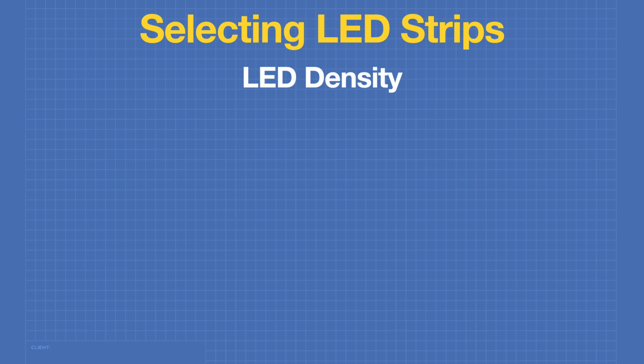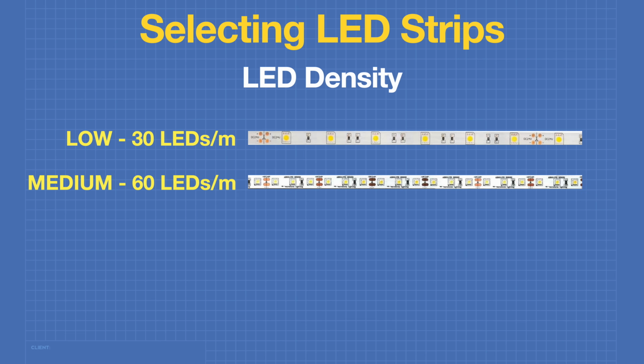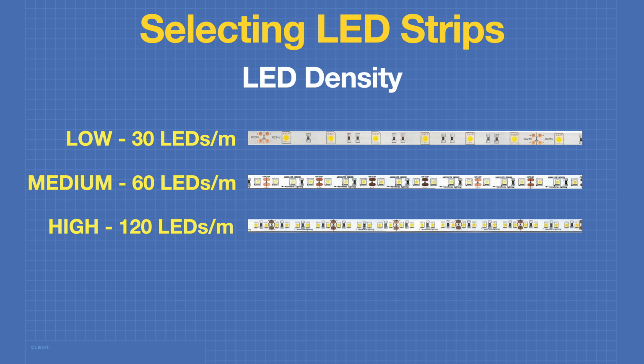These have several popular densities, including low density at 30 LEDs per meter, medium at 60, and high density at 120, but there are other densities as well. For example, 144 LEDs per meter is also very common. So take all this information in mind when choosing your next LED strip.